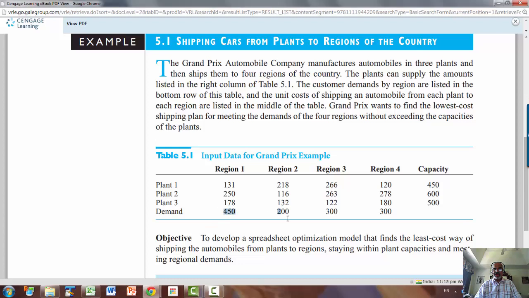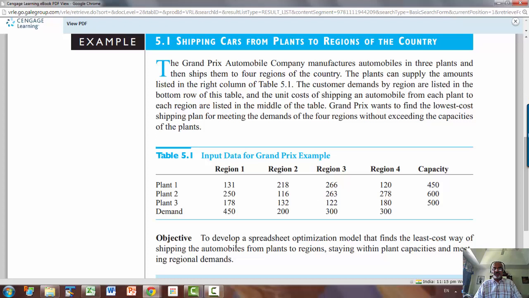They'll have to ship the automobiles from these plants to the 4 regions, and there is a limited capacity for each of these plants, how many units it can produce in a given time period, and for the same time period what is the demand in these regions. So we have demand at the bottom, and then we have capacity here. Now the numbers that you see inside the table are the transportation costs per unit. So if you transport one car from plant 1 to region 1, it's going to cost you $131. Okay, one car from plant 1 to region 2 will be $218, and so on.